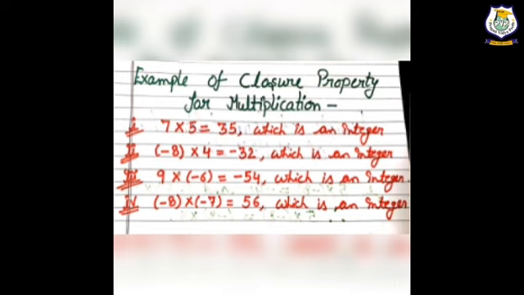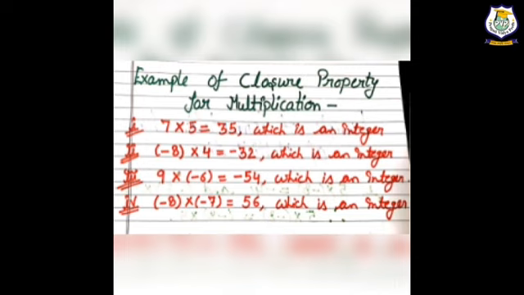In the third example, we will take 9 into minus 6, which is equal to minus 54, which is an integer. In the fourth example, we will take minus 8 into minus 7, equal to 56.